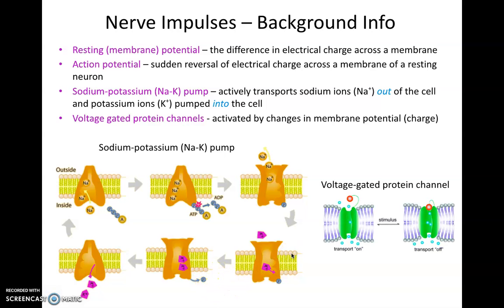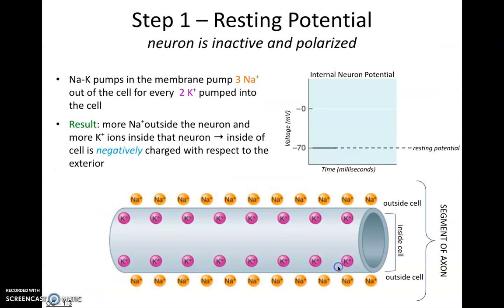Then I also have an image here of the voltage-gated protein channel. Pretty simple. Without a stimulus, that protein channel remains closed, so that it won't transport those materials in and out. But with that stimulus, that change in membrane potential occurring, that protein channel is now open and it can now exchange those materials in and out of the cell.